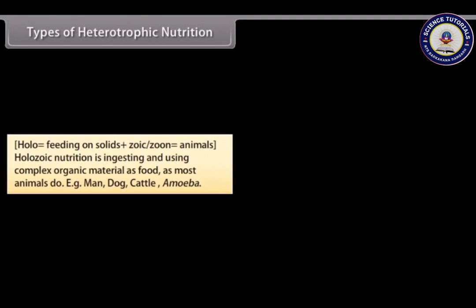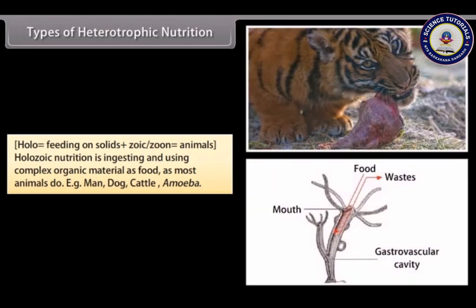Holo means feeding on solids, and zoic, zoon, means animals. Holozoic nutrition is ingesting and using complex organic material as food as most animals do, that is man, dog, cattle, amoeba.